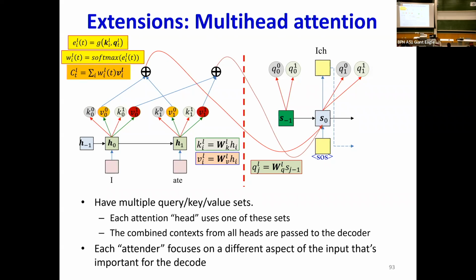Here, only the values are being used. So what do we do with the keys? The keys and the queries are used to compute the attention weights. Right? That's what we said.